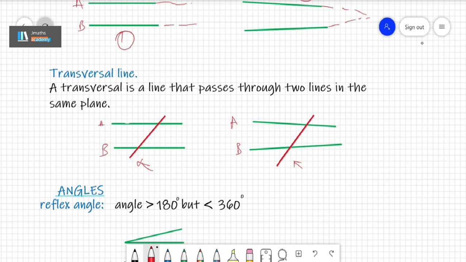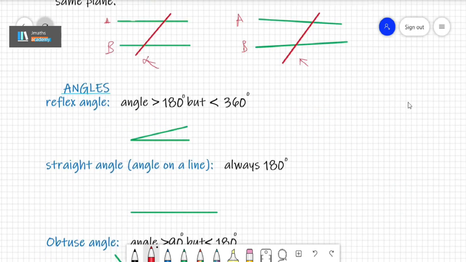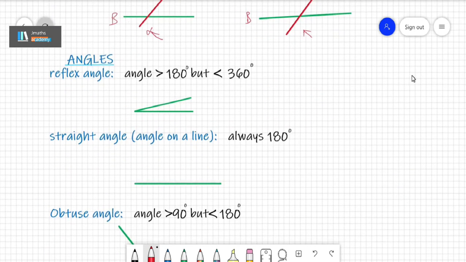Next terminology we'll be looking at are angles. So we have reflex angles. Reflex angles are angles greater than 180 degrees but less than 360 degrees. So in this case, we have a reflex angle on the exterior shown this way. Reflex angles are most times found on the exterior because they are greater than 180 degrees. So for our reflex angles, we'll have angles from 179 degrees up to 359 degrees.